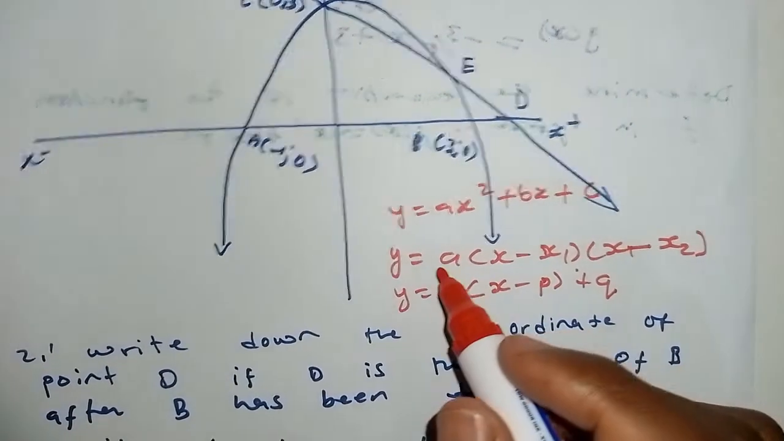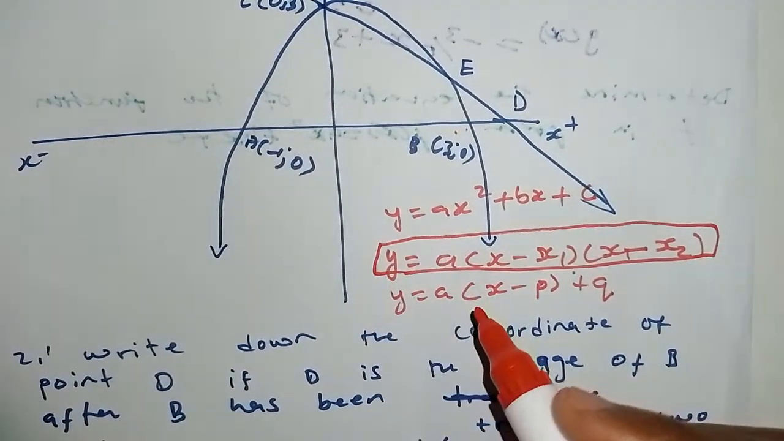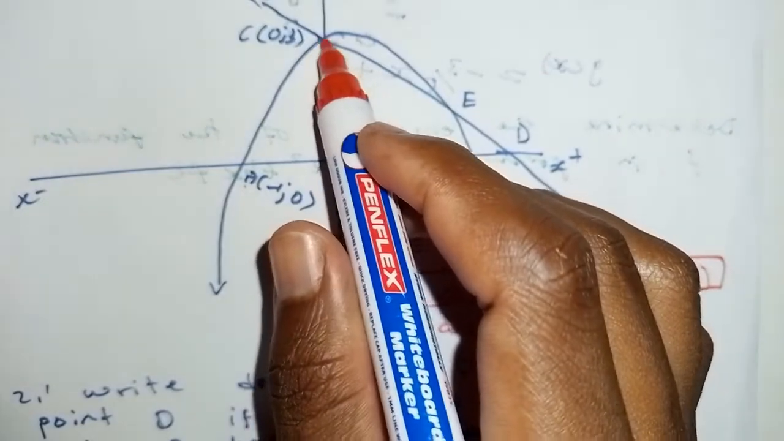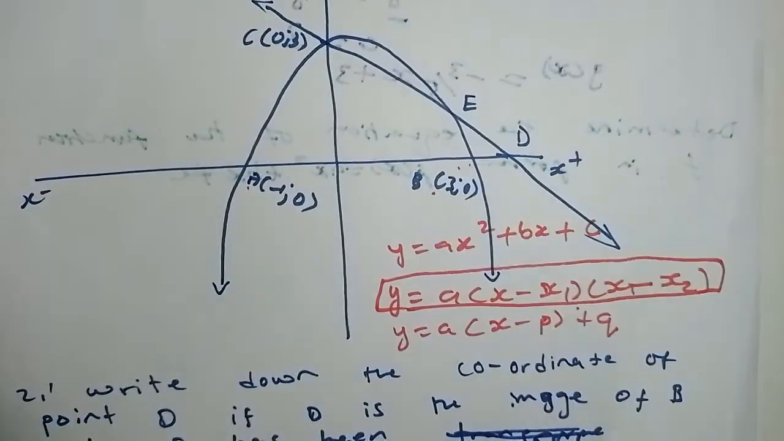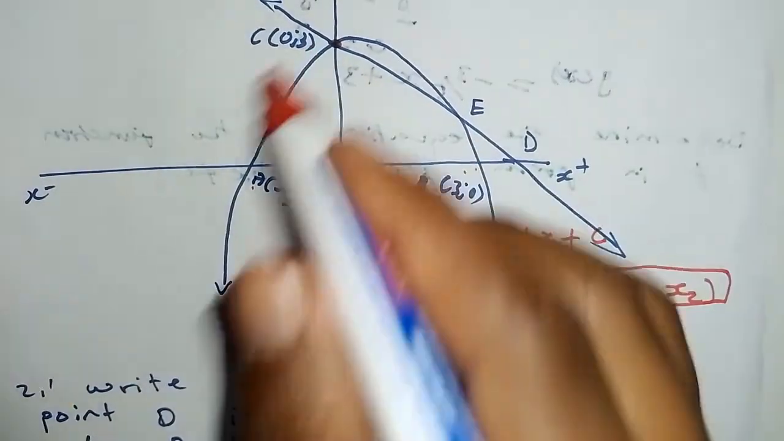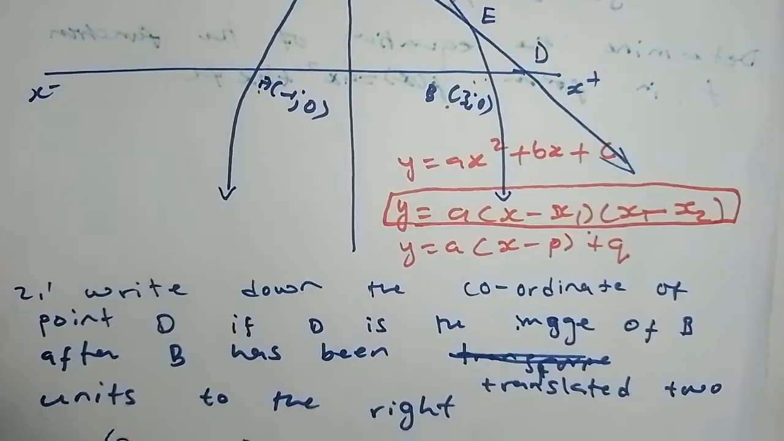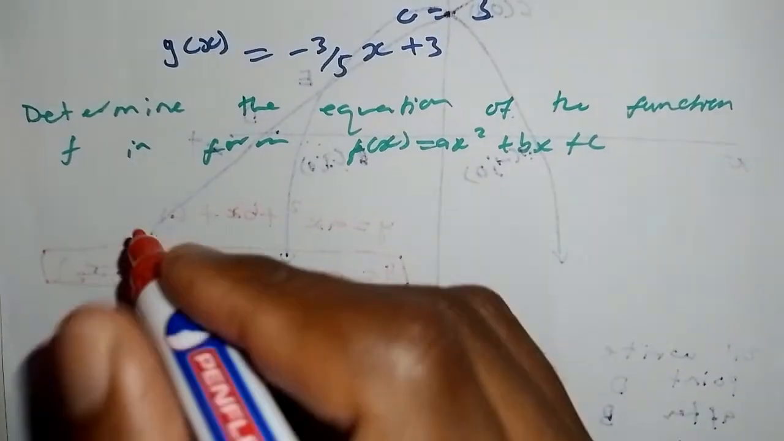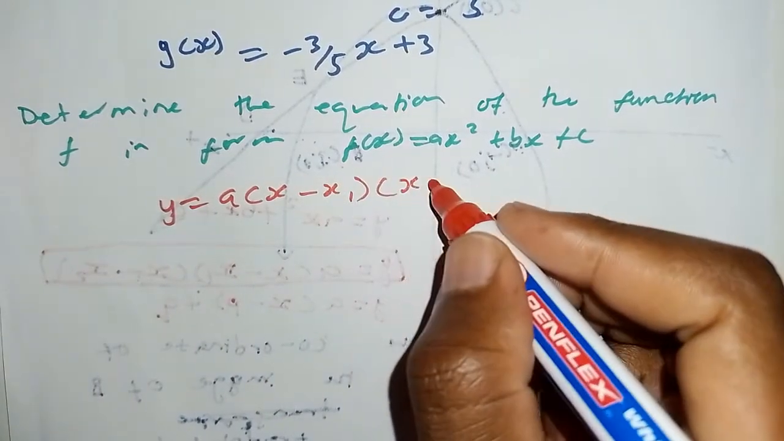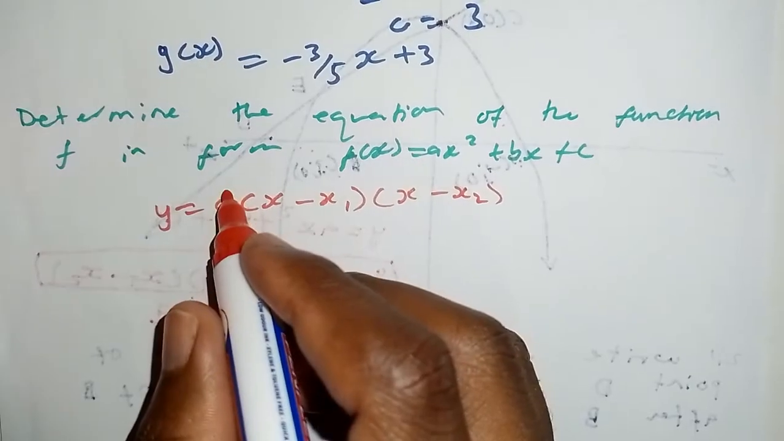let's take this one. Why? Because we have two x-intercepts and other coordinates, which are the y-intercept of the graph, right? Okay, now what I can do is say y is equal to a into x minus x1, x minus x2, right? This is what I can use. I'm looking for the value of a.